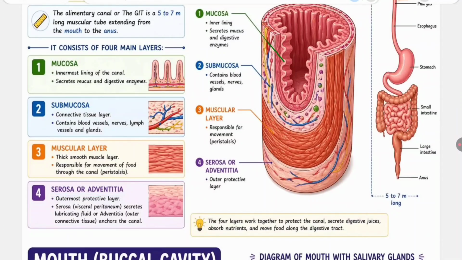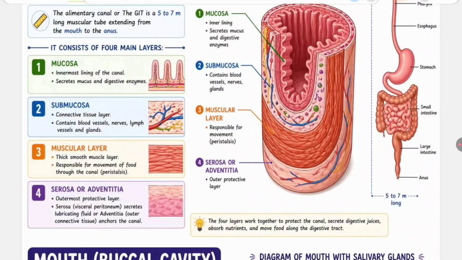Serosa or adventitia means it is the outermost protective layer. Serosa is the visceral peritoneum, which secretes lubricating fluid, and adventitia is the outermost connective tissue, which anchors the canal. You can see here this is the outermost layer. So you can see the 4 main layers: mucosa, submucosa, muscularis or muscular layer, and serosa or adventitia. These 4 you can remember.